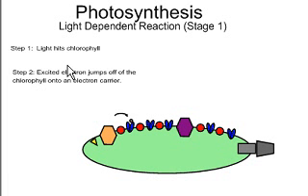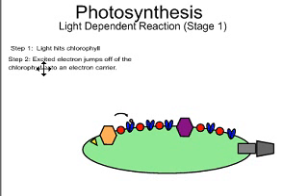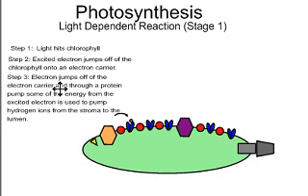So let me write that down. It jumps from the chlorophyll onto the electron carrier, and then here's kind of a big one. The electron jumps off the electron carrier and through the protein pump, okay, and starts to pump hydrogen. There's our hydrogen ion. It pumps this hydrogen ion through it into here.